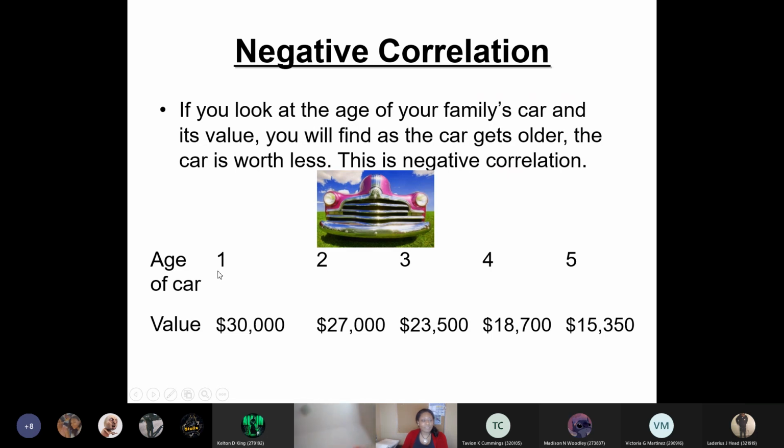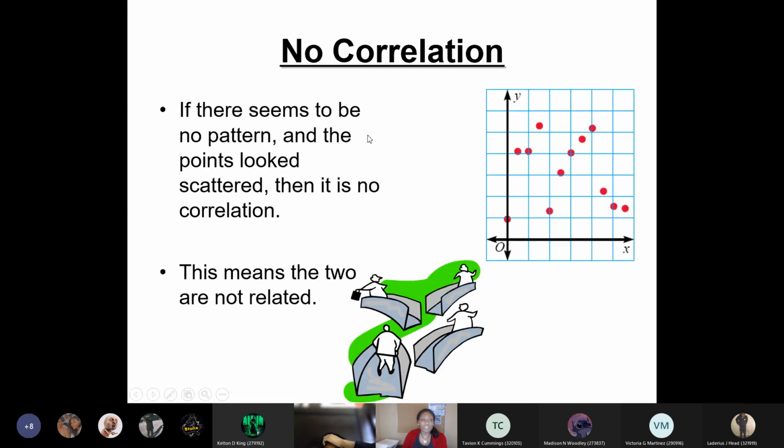As you see here, the age of the car, 1, 2, 3, 4, 5 years, the value of the car goes down from 30 to 27 to 23,500 to 18,700 to 15,000. That is a negative correlation because as the years go up, the value goes down. That is a negative correlation.